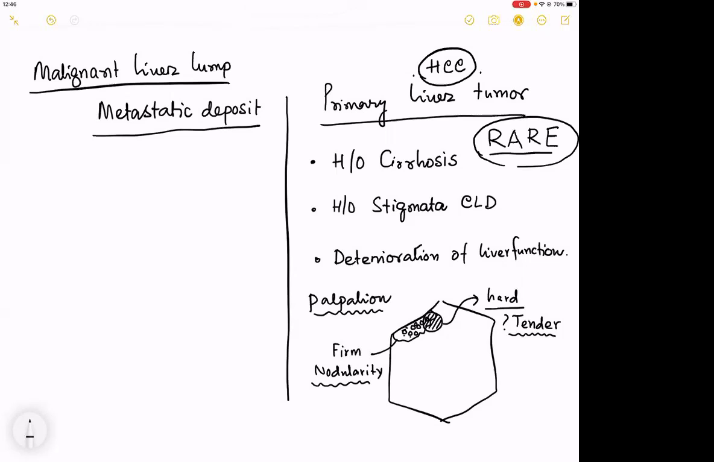If you have completed writing, please tell me. Form nodularity liver. Can you see the picture? Yes, sir. One part of the liver is enlarged, firm, nodular. Another part of the liver that contains the cancer is not firm, it is hard, maybe tender also.